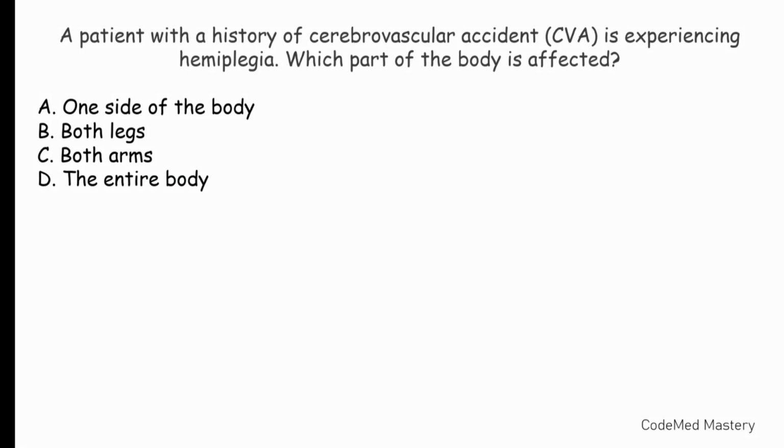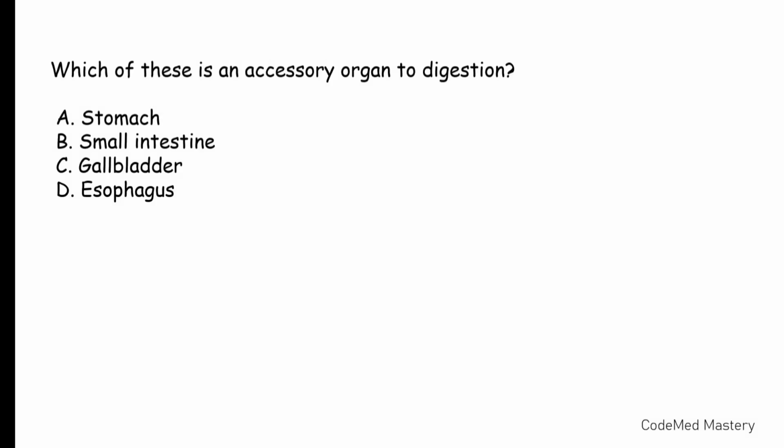Next question. A patient with history of CVA, cerebrovascular accident, is experiencing hemiplegia. Which part of the body is affected? The correct answer is option A. Hemiplegia is a condition that results in paralysis on one side of the body. This condition often occurs due to damage to the brain, such as from the cerebrovascular accident, commonly known as a stroke.